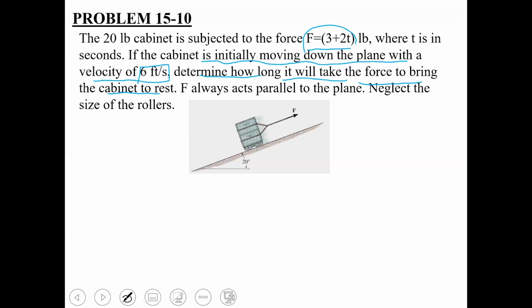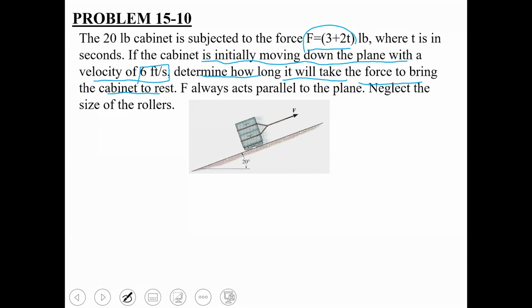F always acts parallel to the inclined plane. Neglect the size of the rollers. Okay, now since rollers are being placed here, so rollers अगर यहाँ लगे हुए हैं तो क्या फर्क पड़ेगा? कोई force हमने neglect करनी है rollers की वजह से? Yes sir, friction.